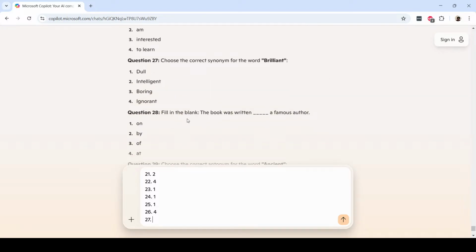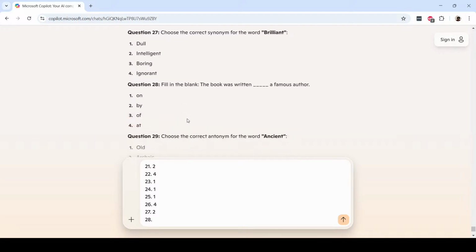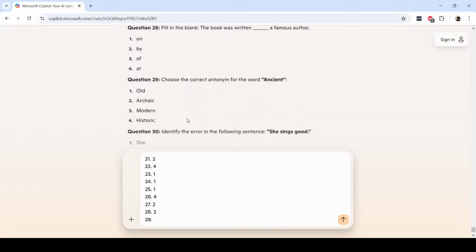Choose the correct synonym for the word brilliant. And we need synonyms, that is intelligent. Fill in the blank. The book was written by a famous author. Choose the correct antonym for the word, and it's antonyms, so ancient, modern.